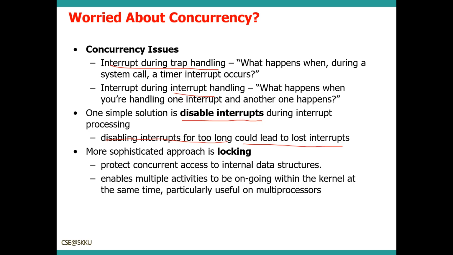Operating systems have also developed a number of sophisticated approaches called locking, to protect concurrent access to internal data structures. This enables multiple activities to be ongoing within the kernel at the same time, which is particularly useful on multiprocessors. Such locking can be complicated and lead to many interesting and hard-to-find bugs. So you must be careful when you use a locking scheme.